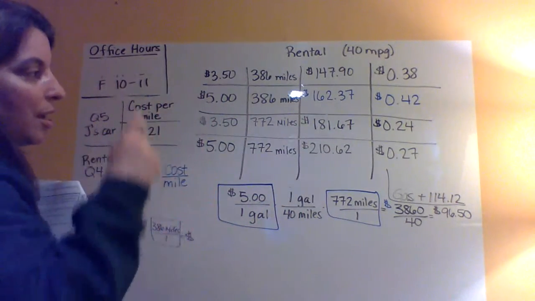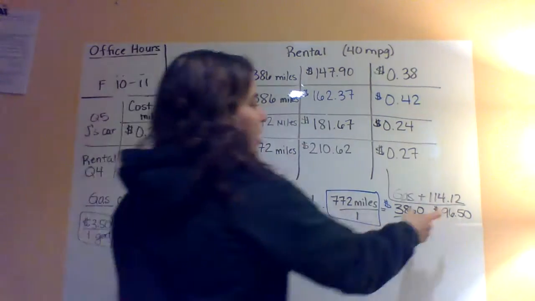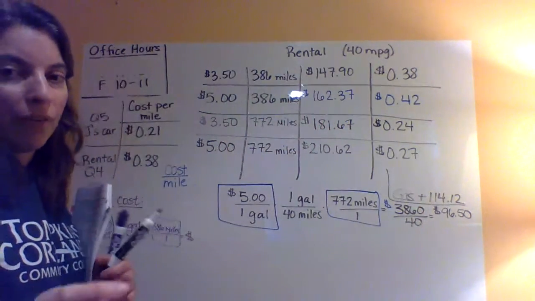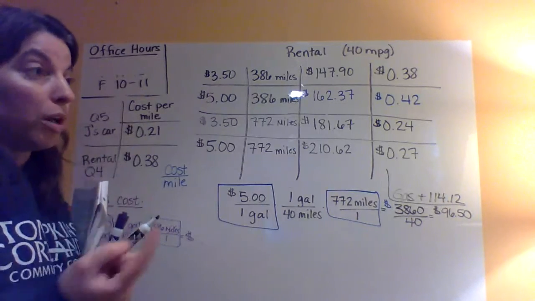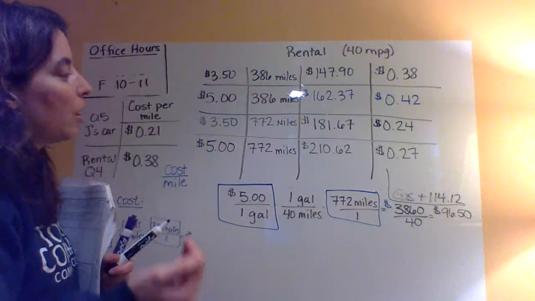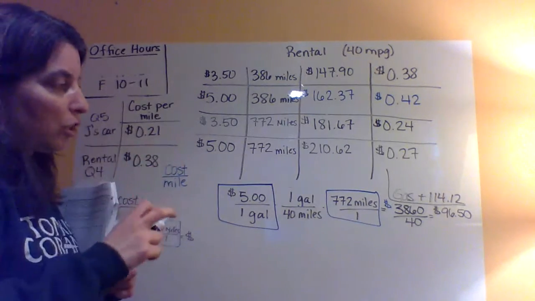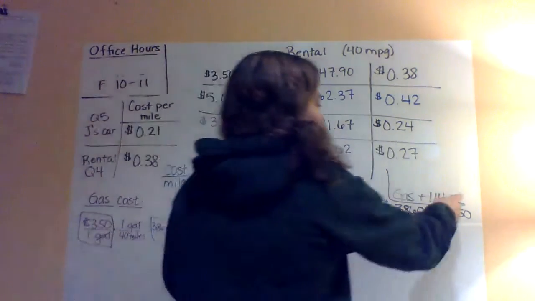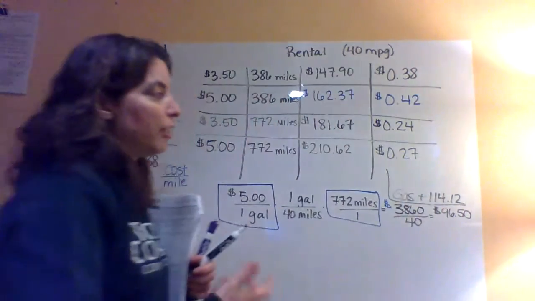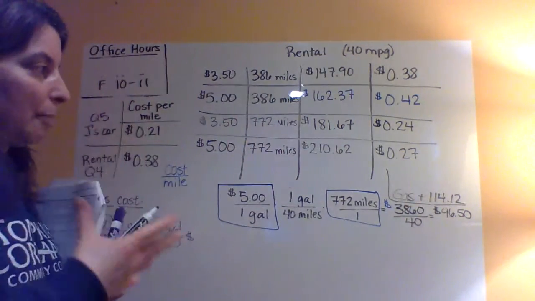We have the gas part and we have this rental fee. So this is a flat fee. You're paying $114.12 whether you drive 1 mile or whether you drive 1,000,000 miles. The gas is going to fluctuate, but this part is going to get cheaper and cheaper per mile the more you drive. Think about sort of an easy example to think about.